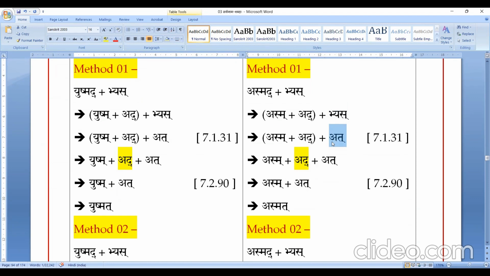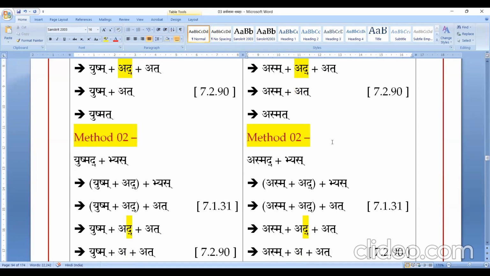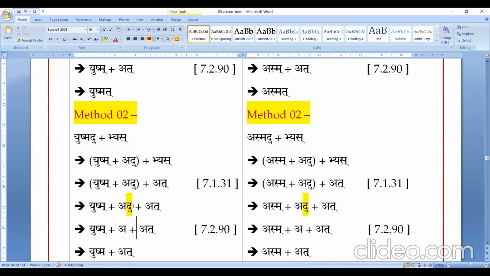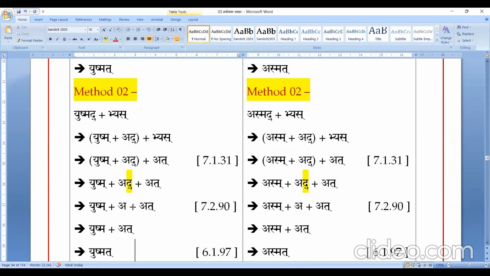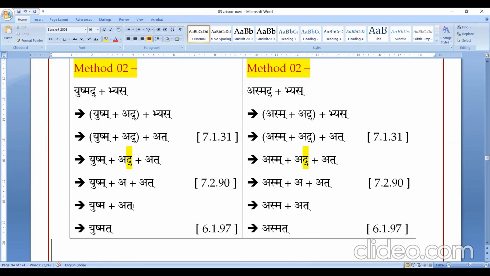Therefore, ti lopaha krutva, you have Asma plus at, Asmat. Or antya lopaha krutva, you will have the same rupam. Antya lopaha iti, nakarasya stane, nakarasya lopaha bhavati. Lopam krutva, Yushma plus at, Yushmat. You can do atogune, you get the form. Atogune is. Understand? Yes.